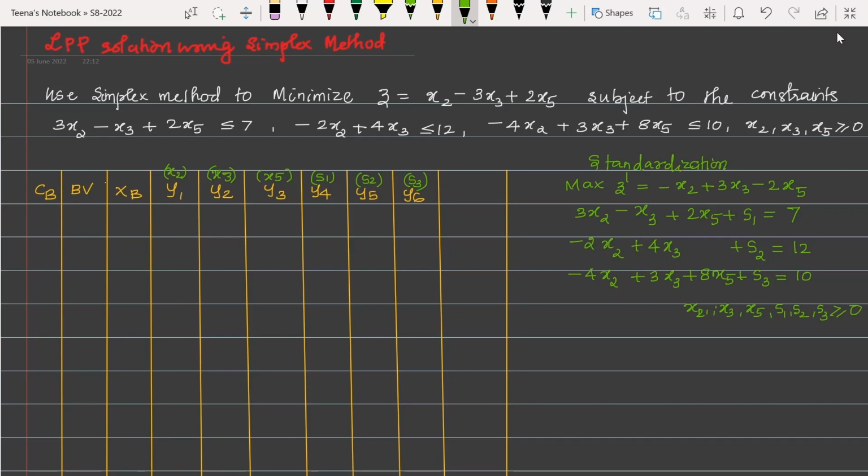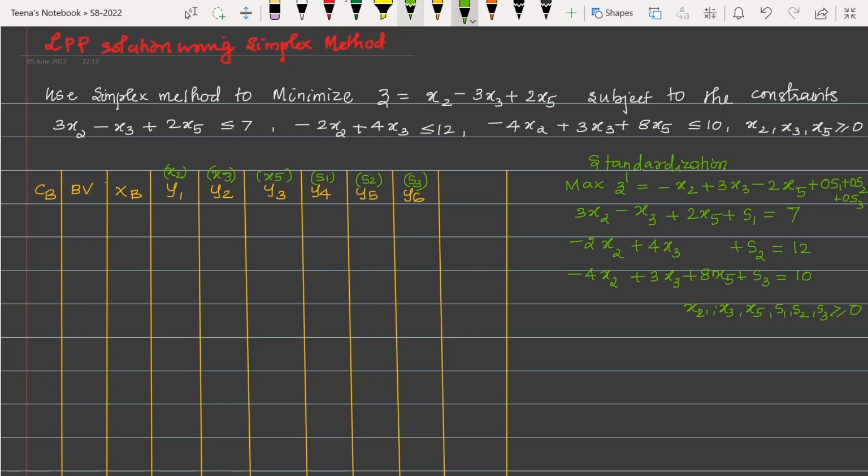So it satisfies the non-negativity restriction, and you know that the slack variables are all assigned cost 0 in the objective function. So we can write it as 0 s1 plus 0 s2 plus 0 s3. You need not write it. I have just written it here in order to show you that these slack variables are assigned cost 0. Okay, so that is the standardization step.